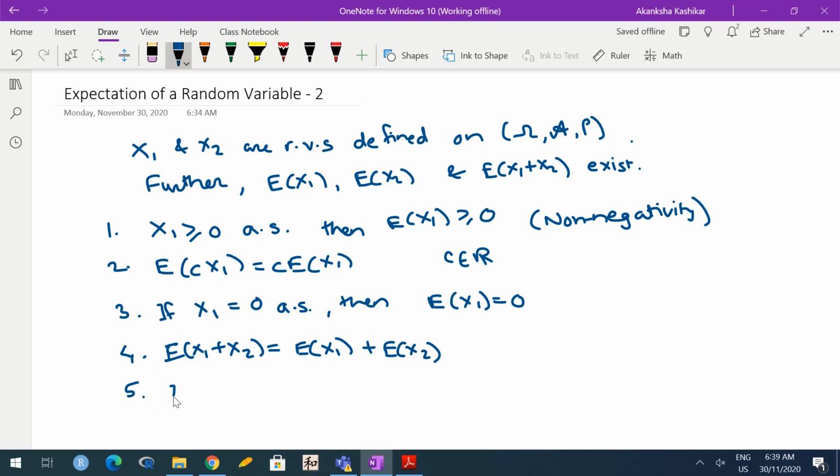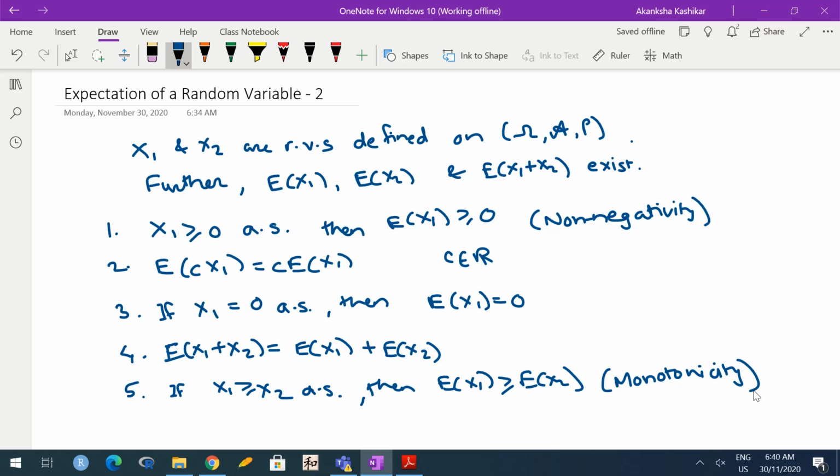Then if X1 is greater than or equal to X2 almost surely, then expected X1 is greater than or equal to expected X2. So this is monotonicity. If X1 is integrable, then mod X1 is also integrable, and vice versa. So X1 is integrable if and only if mod X1 is integrable.